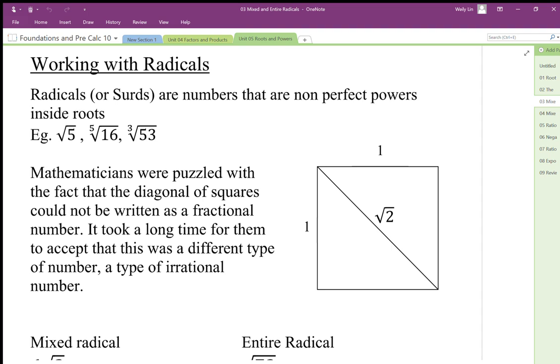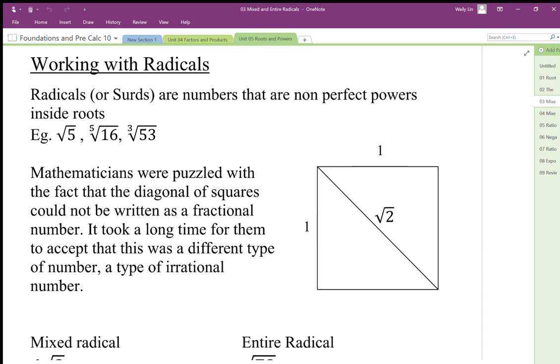If we have a fifth root of 16, that means some number multiplied by itself to the power 5 is equal to 16. Well, there's no whole number or rational number that will give us that number. The cube root of 53: there is no perfect cube of 53, so we cannot undo this 53 with the cube root.